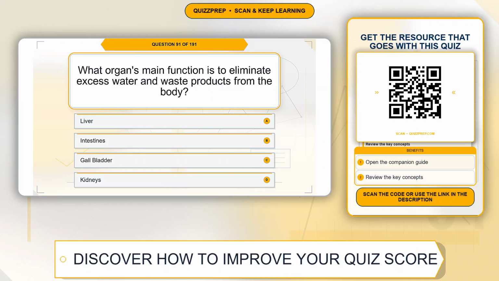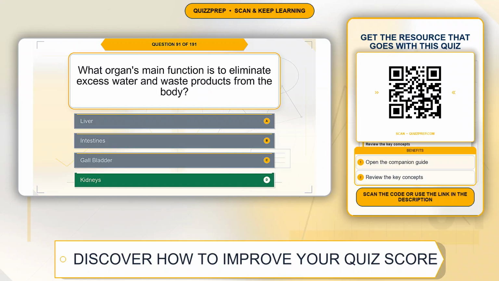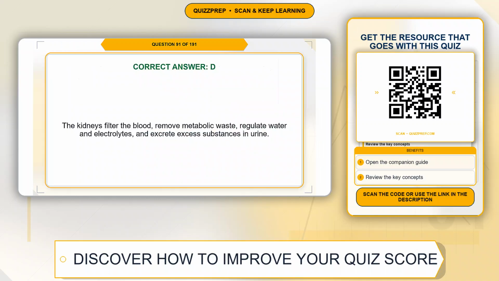Question 91. What organ's main function is to eliminate excess water and waste products from the body? Option A, liver. Option B, intestines. Option C, gallbladder. Option D, kidneys. The correct answer is option D, kidneys. Explanation. The kidneys filter the blood, remove metabolic waste, regulate water and electrolytes, and excrete excess substances in urine.